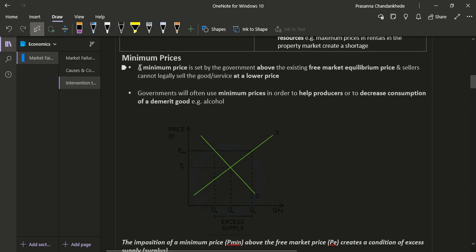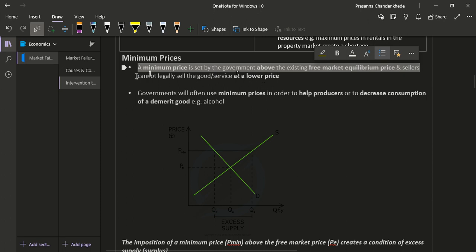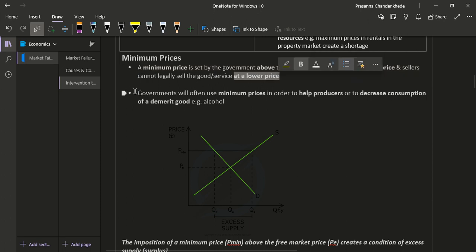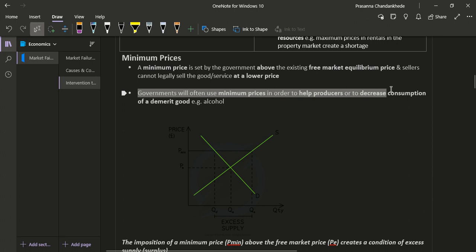Minimum prices. A minimum price is set by the government above the existing free market equilibrium price, and sellers cannot legally sell the goods at a lower price. Governments will often use minimum prices in order to help producers or to decrease consumption of a demerit good, for example alcohol or cigarettes. Let's look at it again.